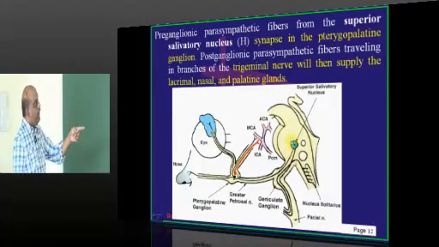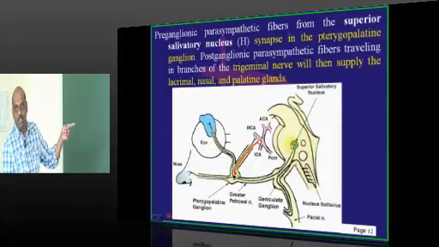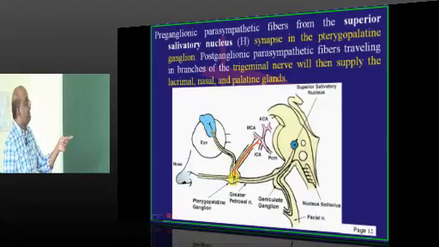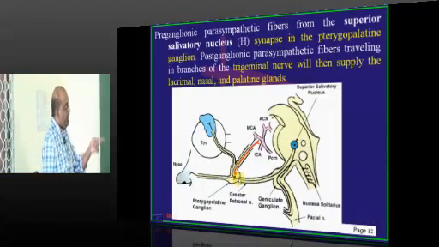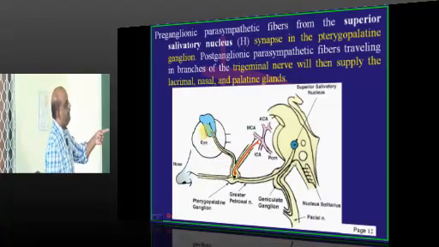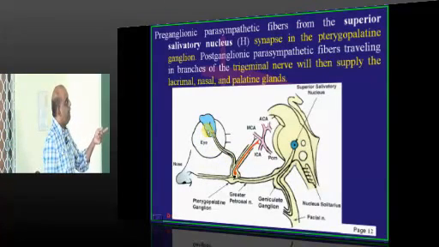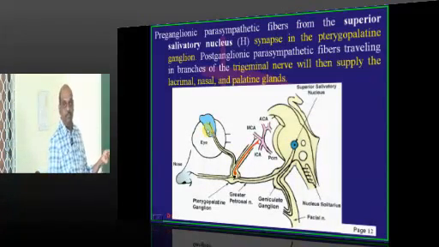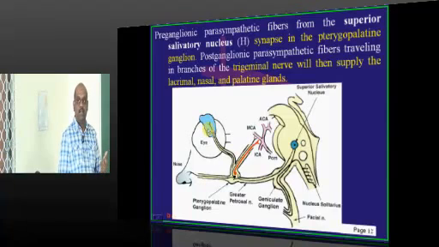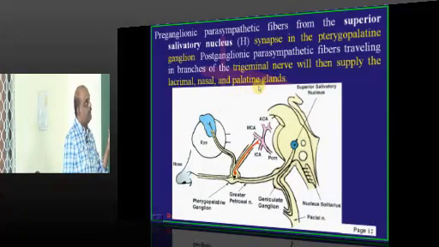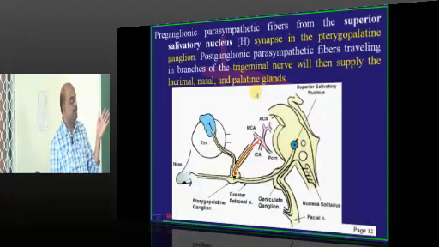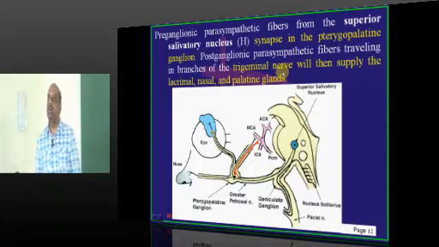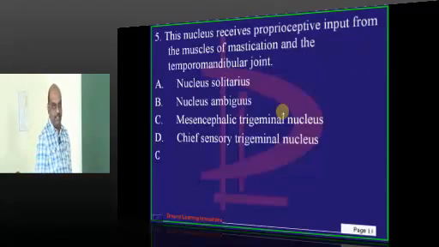The preganglionic parasympathetic fibers from the superior salivatory nucleus will come and synapse in the pterygopalatine ganglion. From here the postganglionic parasympathetic fibers in turn will go and supply the lacrimal, nasal and palatine glands. We have tears, nasal secretions, palatine secretions, all because of the superior salivatory nucleus, and we need to remember the pterygopalatine ganglion. In one more question I will talk about the inferior salivatory nucleus.